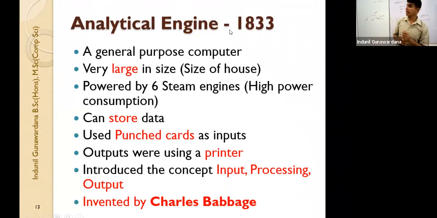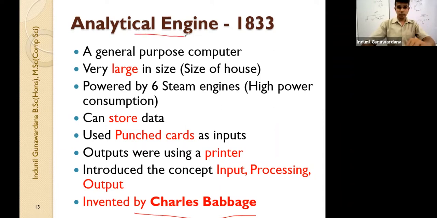Then later, that was in 1833. The difference engine was 1822. Then after around 10 years, in 1833, again the same person, Charles Babbage, made another machine called the analytical engine. That was 10 years after that. It's called a general purpose computer, very large in size, powered by 6 steam engines. So it has more steam engines than the earlier one, with high power consumption. It could store data as well. Again, it was using punch card technologies. Output was similar to equipment like a printer. And it introduced a concept, input-output processing. So that's the use of this analytical engine, and it came after the difference engine.